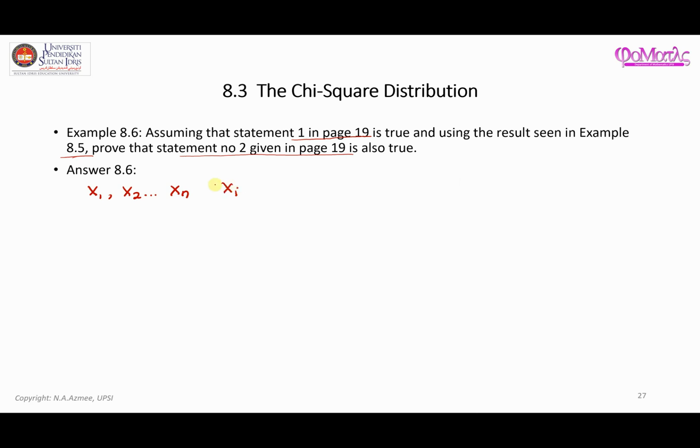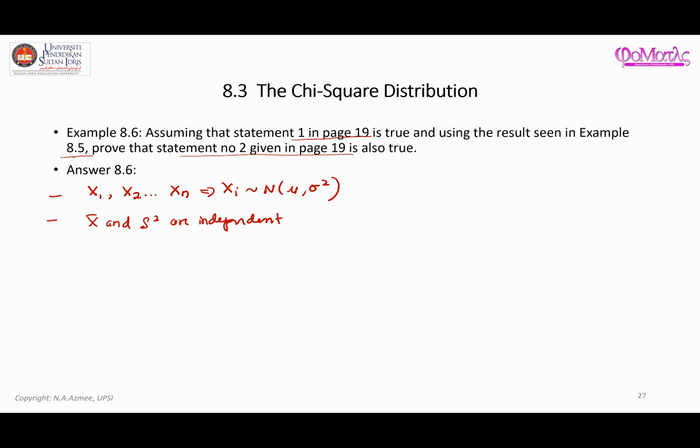Xi. We're going to call this Xi. It has a normal distribution with mean mu and variance sigma squared. And from here we can get a random sample of a certain size. And we have X bar and S squared, where X bar and S squared are independent. So this is the information that we have.